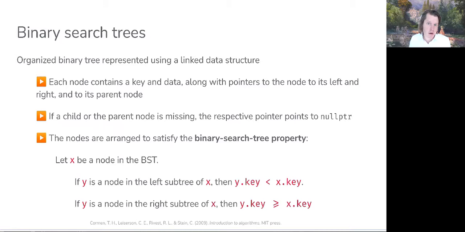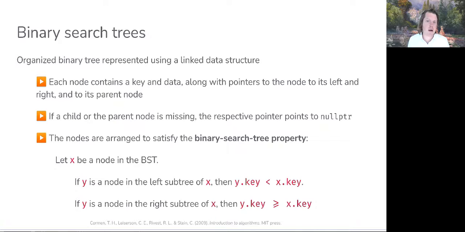As we built up in the previous lesson, we said that in our binary tree and in our binary search tree implementation, we were going to have each node store both a key and data, along with pointers to the node to its left, as well as that to its right, and then one back to the parent node. We said that if a child or the parent node was missing, the respective pointer would point to the null pointer. The nodes are going to be arranged in the binary search tree to satisfy the binary search tree property.